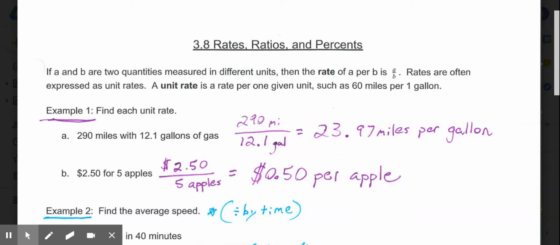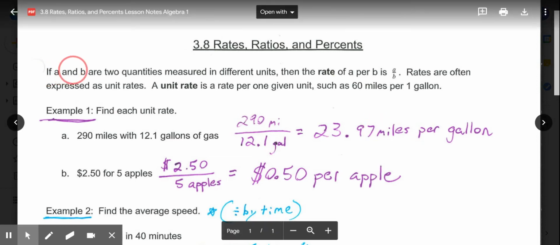Hi, and welcome to Lesson 3.8, Rates, Ratios, and Percents. Ratios, rates, and percents are all things you've been working with for years now. In this lesson, we are just going to look at the correlation or relationship between the three different terms. First, starting with some simple definition examples.